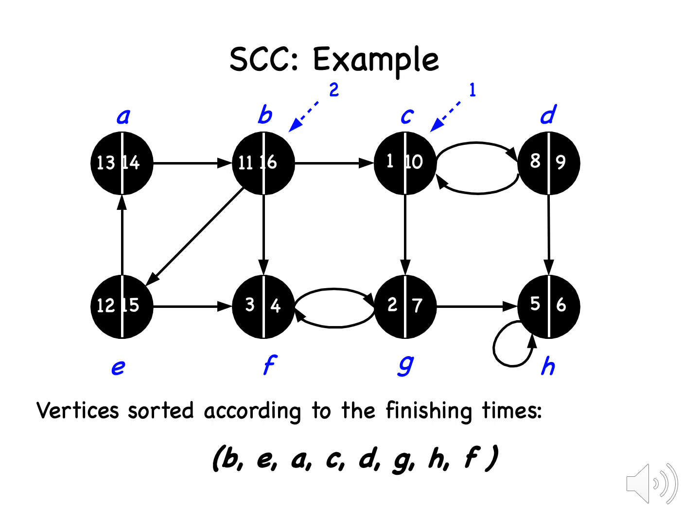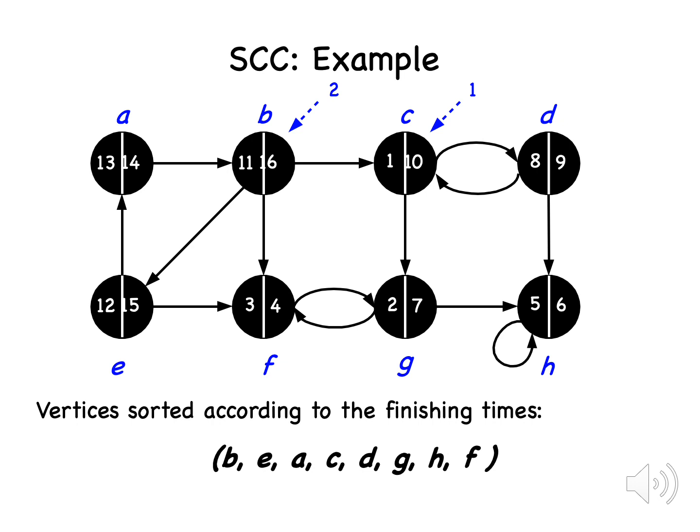So vertices sorted according to the finishing times are: B has a finishing time of 16, E has a finishing time of 15, A has a finishing time of 14, C has a finishing time of 10, D 9, G 7, H 6, F 4.